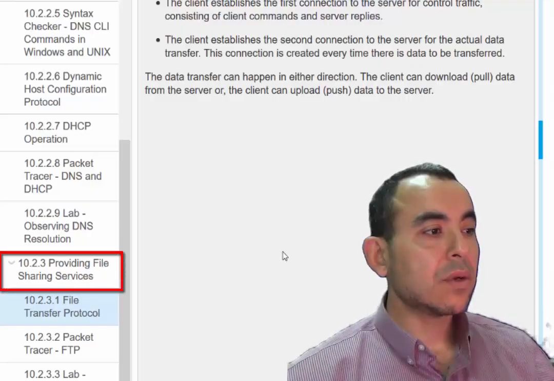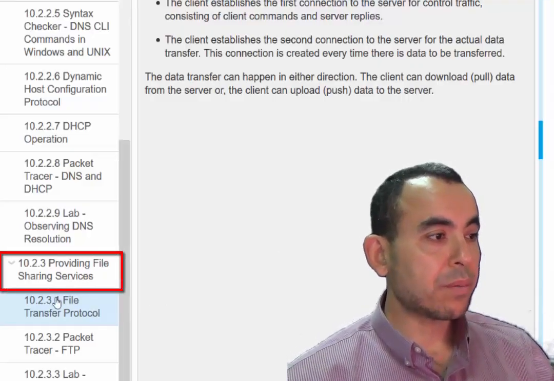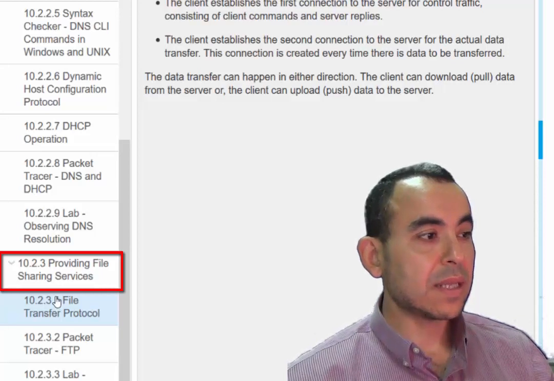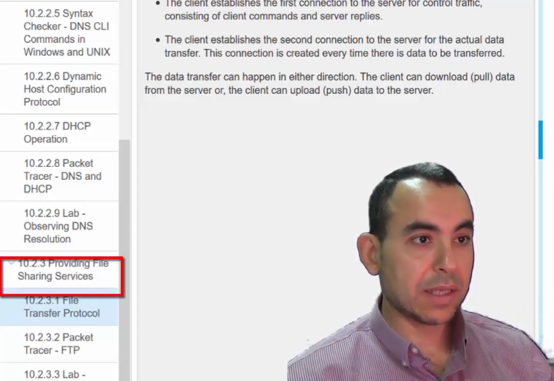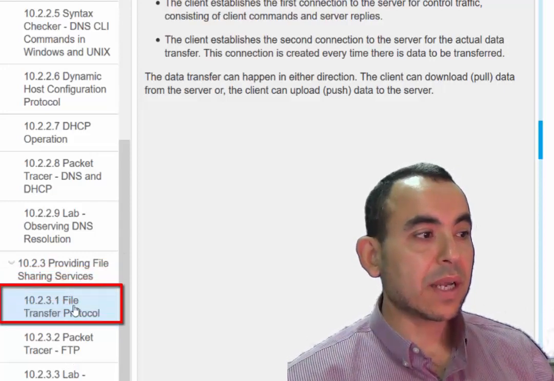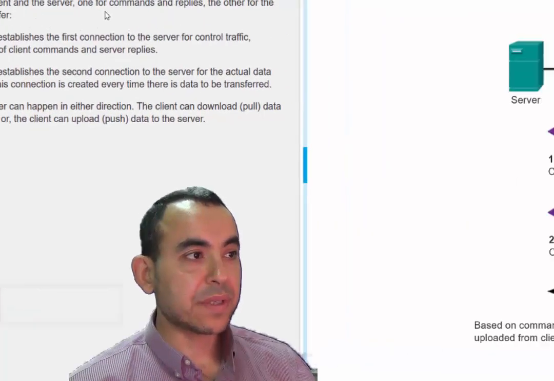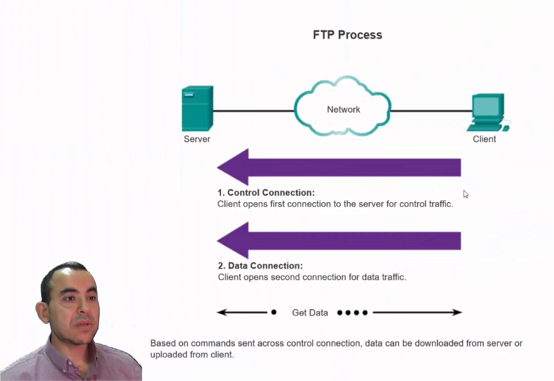The third category of application layer protocols are protocols that are used to facilitate the sharing of files between a client and a server. The first protocol in that category is File Transfer Protocol, or FTP. FTP uses two different connections.